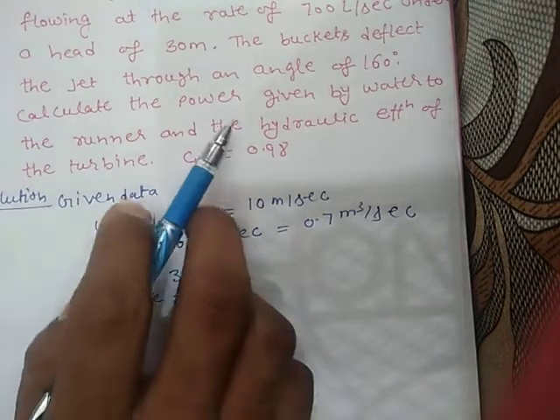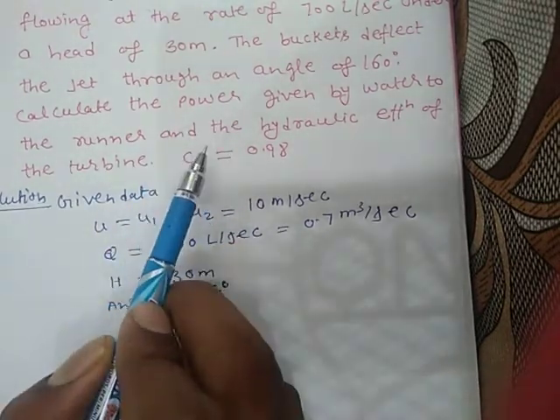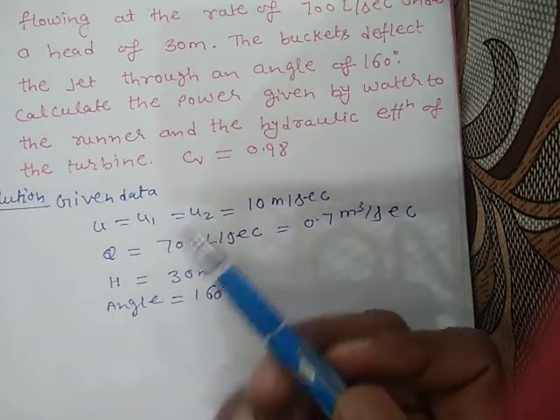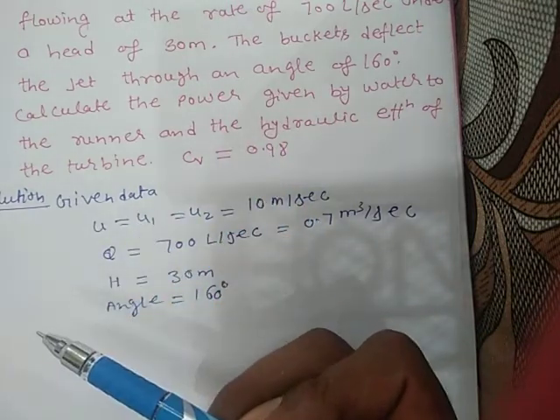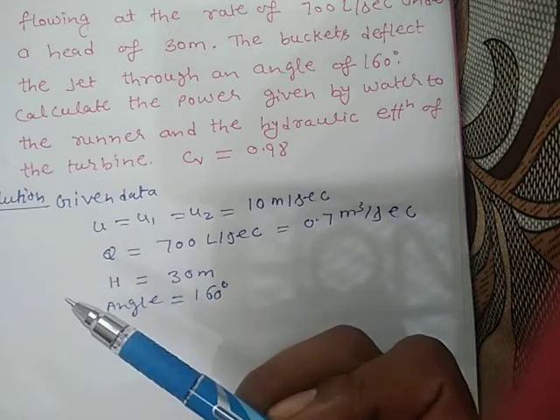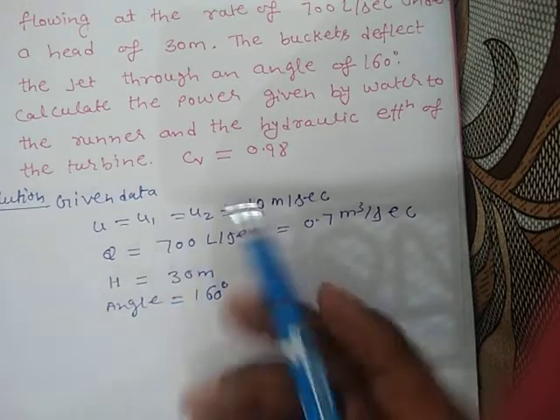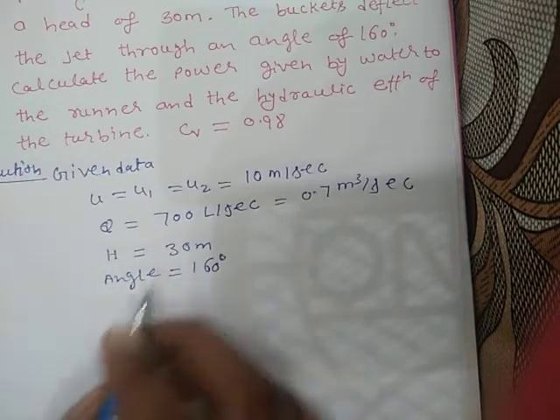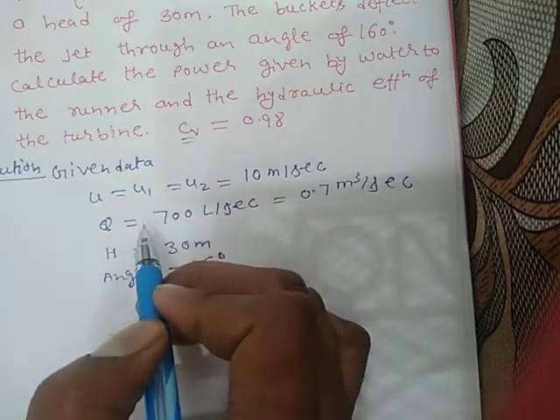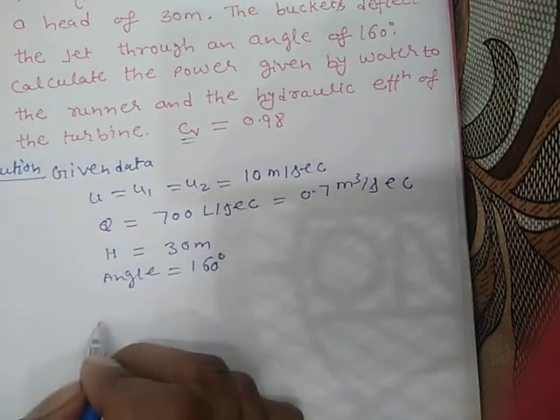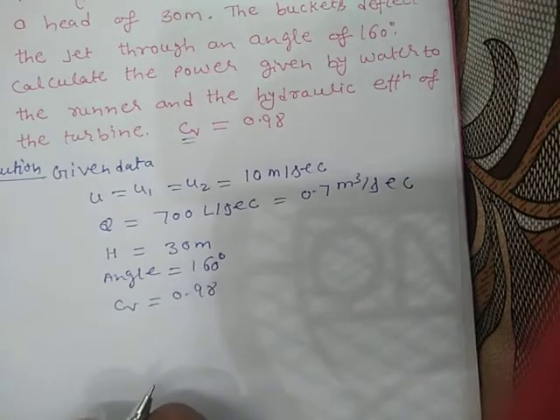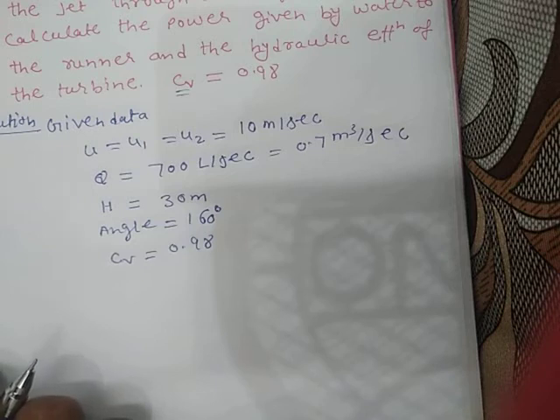Power means work done, how much work is done by the Pelton turbine. We already discussed in the last derivation what the relation between the power and the work done is. Okay, so try to understand. And the CV, what is the CV? CV is the coefficient of velocity. So CV is equal to 0.98. Okay, so this is the given data.